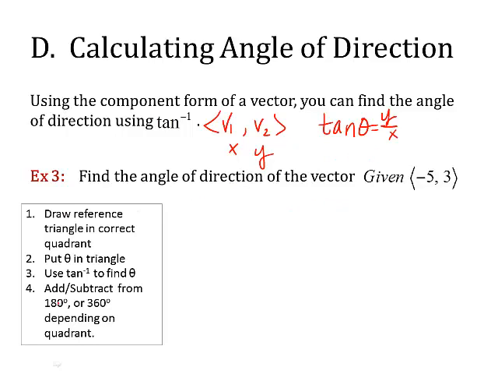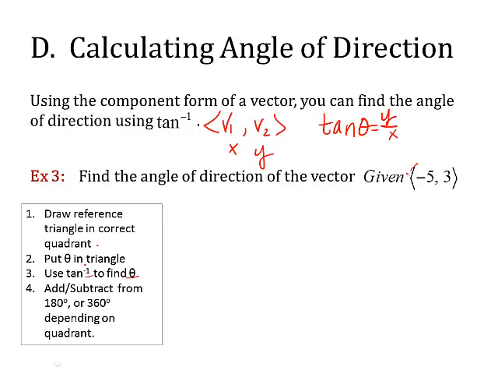Let's look at this. Here's some steps for you to follow. Okay, first, you're going to draw a reference triangle in the correct quadrant. Put theta in the triangle. Use inverse tangent to find your theta. And then we'll talk about step 4 here in a moment. Let's just do this first, on number 3 here. Find the angle of direction of the vector, given this.